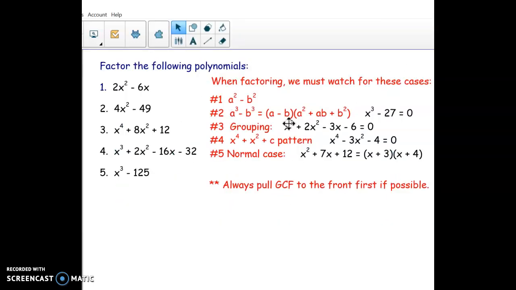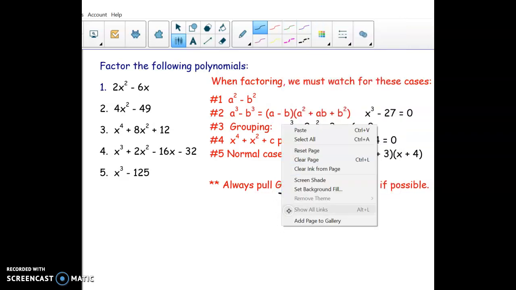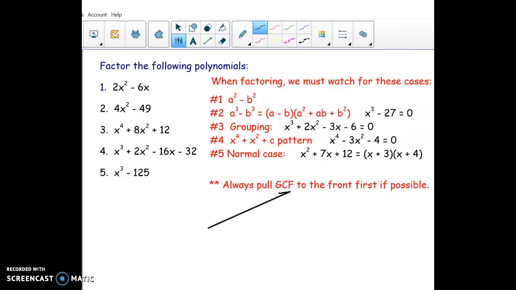All right, and just a thing to remember, there's all these different types of factoring, which kind of makes it hard, like square minus square, or the cube patterns, or the grouping where you have 4 terms, and then there's this x to the 4th, x squared, constant pattern, the normal case, and then always looking for a GCF. So there's a lot to keep track of here, which is what makes this so hard. But I encourage you to use this thing over here as a guide.